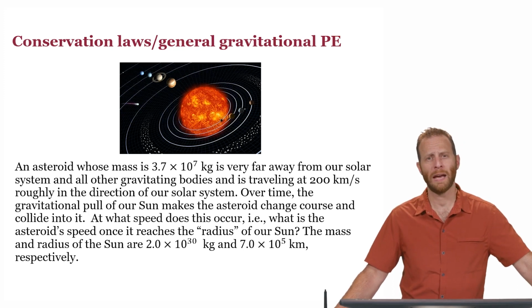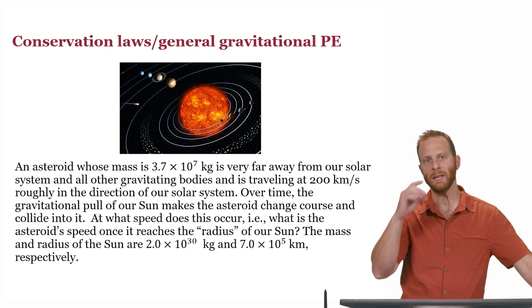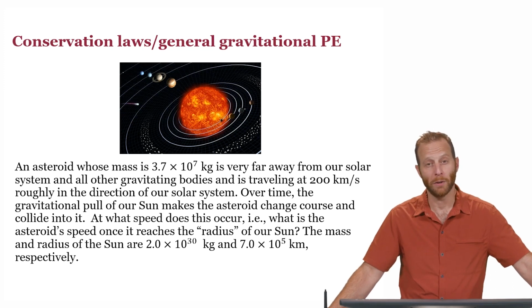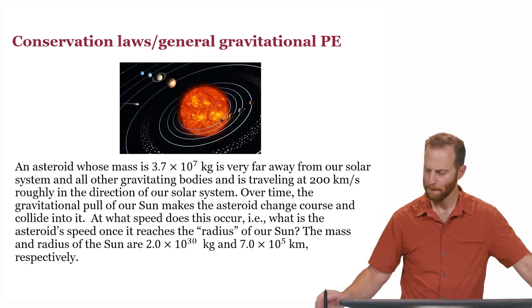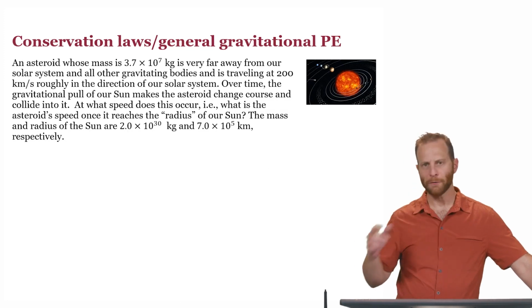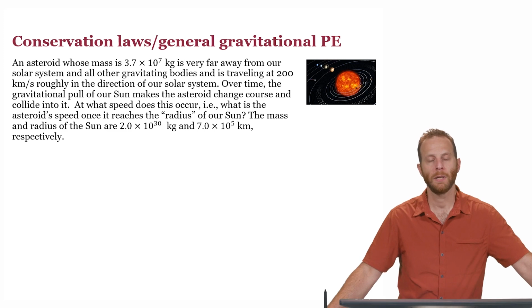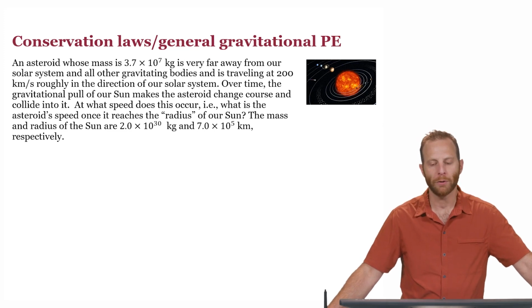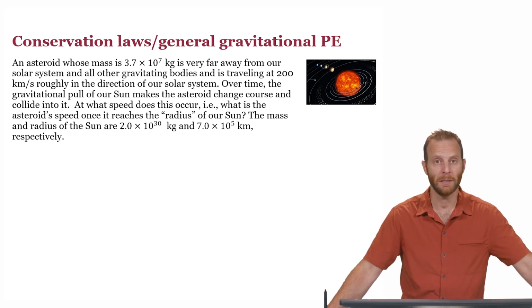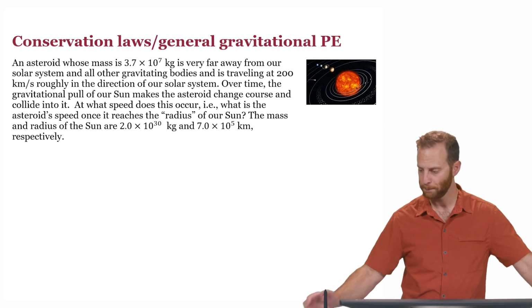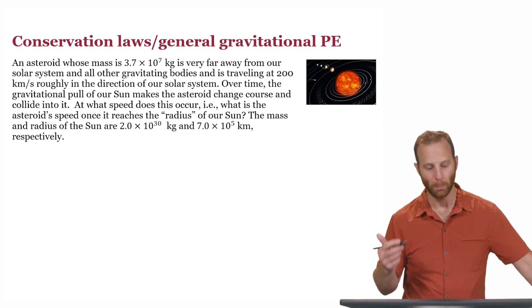In other words, what is the asteroid speed once it reaches the radius, the outer edge of the ball of gas that is our sun? And for reference, the mass and radius of the Earth are given there. I guess the first thing to notice is that the only relevant force here is the gravitational force. And by now, hopefully you remember that the gravitational force is a conservative force. That means that there's a potential energy associated with it.